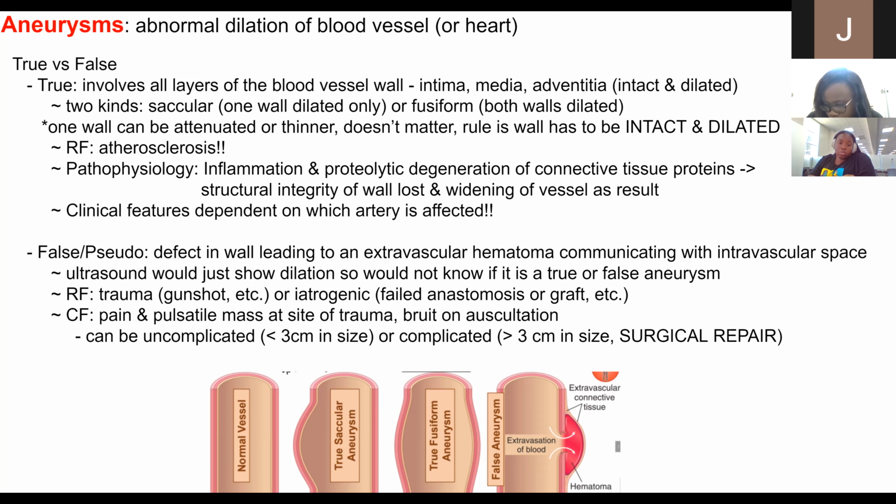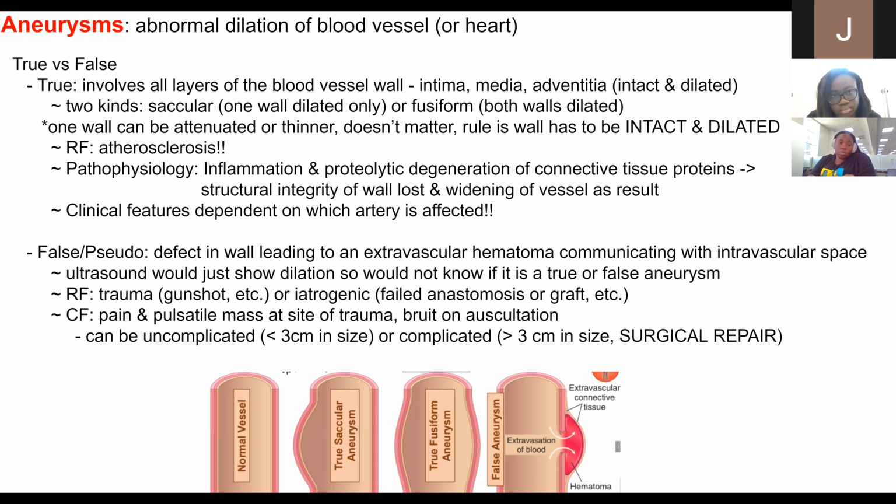So again, a true aneurysm involves all layers of the blood vessel, right? One wall can be attenuated or thinner, but it doesn't matter. The rule is the wall has to be intact and dilated. If you have even one little break, it is not a true aneurysm. What is the risk factor? Atherosclerosis, right? Really big risk factor.